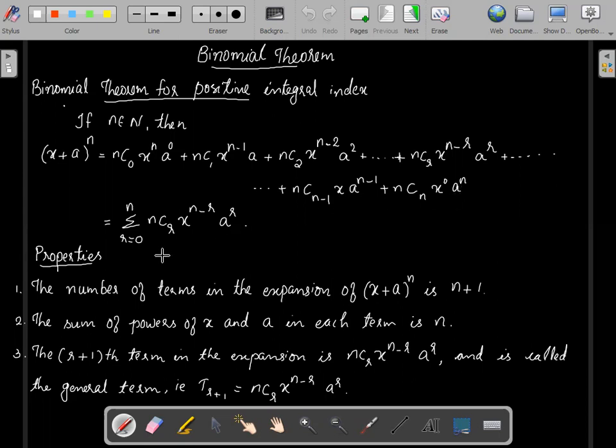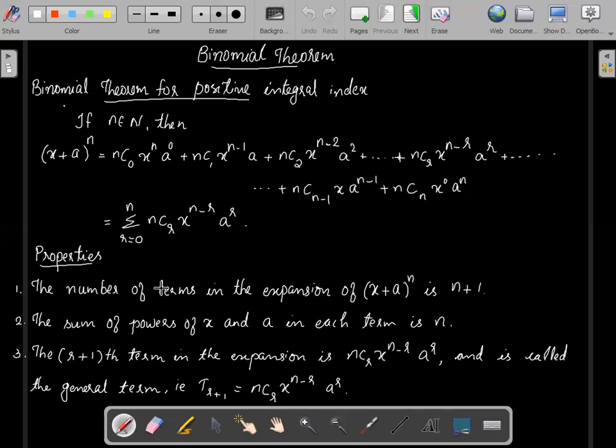a raised to n. This can be written as sigma r equal to 0 to n nCr x raised to n minus r into a raised to r, where nCr is n factorial divided by r factorial into (n minus r) factorial. Now, binomial theorem കുറച്ച് properties ആണ് ഞാൻ പറയാൻ പോവുക.